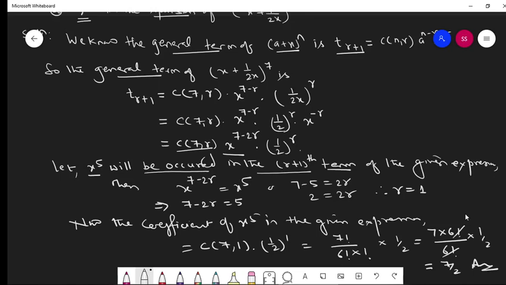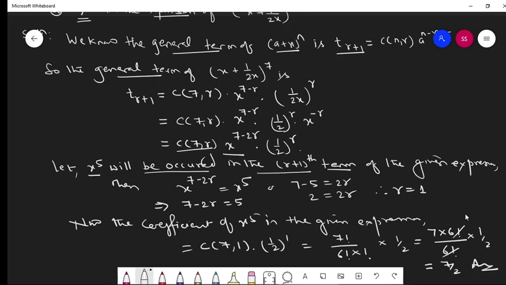Let me highlight again. This is the formula of (a + x) to the power n. The general term of (a + x)^n is T(r+1) = nCr a^(n-r) x^r. Then the general term of (x + 1/(2x)) to the power 7 is T(r+1) = nCr x^(7-r) (1/(2x))^r. And (1/(2x))^r is broken into 1/2^r and x^(-r). The powers of x combine, making the group of like terms for the x power, that is 7 - 2r, in this step.